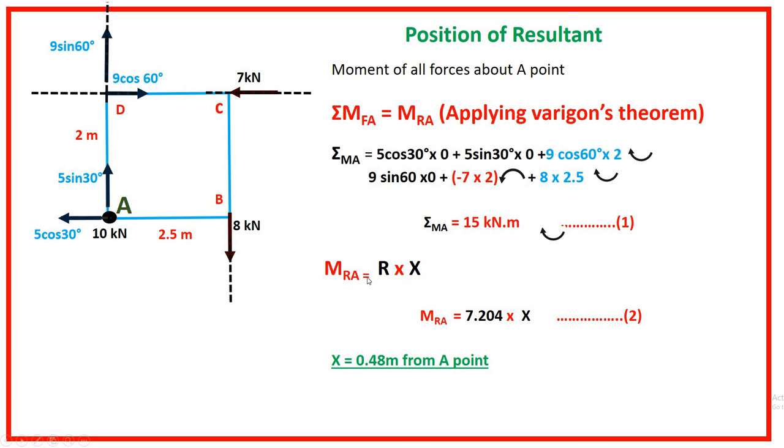Right, now the moment of the resultant about point A. We know the resultant, but we don't know the distance x. So resultant into x. Now you can equate this to the earlier sum, and you can determine x, and that is x equal to 0.48 meter from point A. Okay, so this is about the position of the resultant. So dear students, what have we determined? We have determined the resultant of co-planar non-concurrent forces, as well as its direction and its location where it is acting.